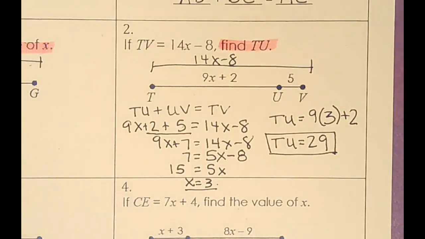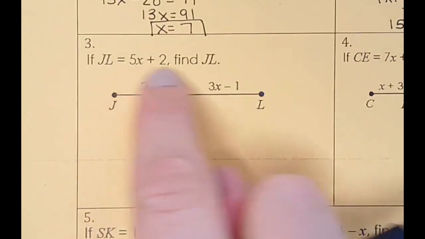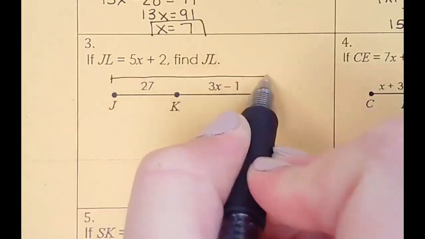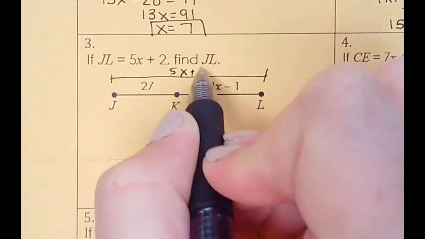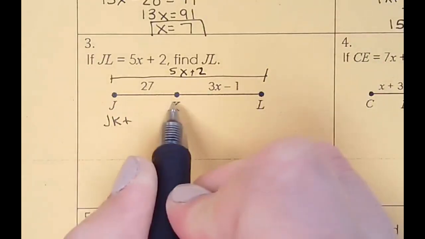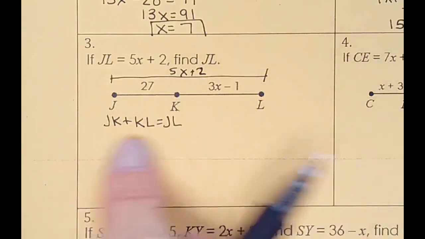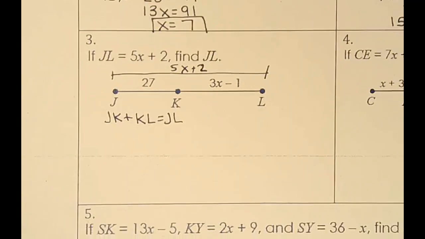Number 3, if JL equals 5X plus 2, so all the way from J to L, the entire segment is 5X plus 2, find JL. So I have JK plus from K to L equals JL. I do encourage you to write this step every time. One, it helps you see where you're plugging in, and two, when we get to proofs later on in this unit, it'll be second nature, so it won't be a step that you forget once we get to day 8 in our notes.